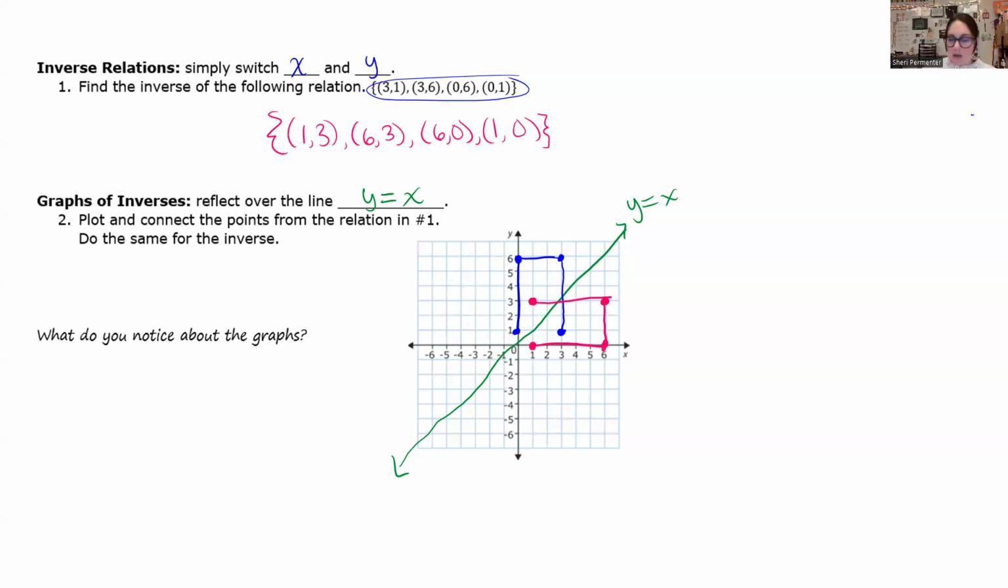And again, a relation and its inverse will reflect over the line Y is equal to X.